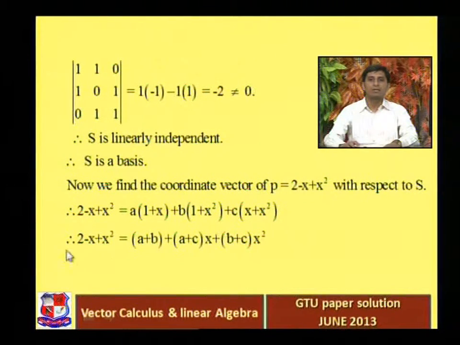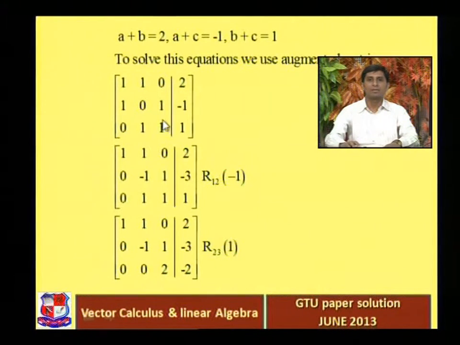So comparing these two parts, left hand side and right hand side, a plus b is equal to 2, a plus c is equal to minus 1, and b plus c is equal to 1. Okay, so here are the 3 equations: a plus b is equal to 2, a plus c is equal to minus 1, and b plus c is equal to 1. Now how do we solve these 3 equations?